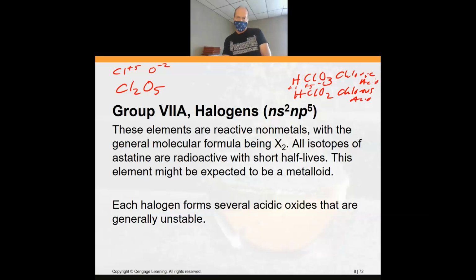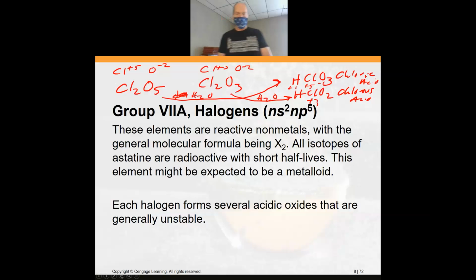All right, and then you'll have your +3 here, and so you're going to have your Cl that's +3 and your O that is -2, and so you're going to have your Cl2O3. And when you add water to this, you're going to get, so you add water to this, that's when you get your chloric acid. You add water to this is where you get your chlorous acid.